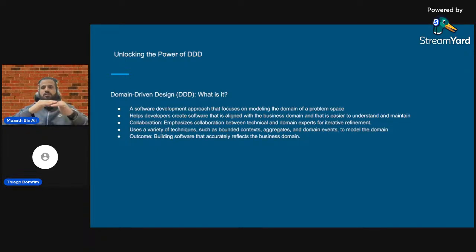It's the language that is spoken across all the levels. It should be understood by everyone. So this is the essence, this is the notion, this is the basic idea of domain-driven design. As you see on the screen, it is a software development approach which focuses on modeling the domain and the processing space. It also really helps developers create software that is always aligned, always in sync with the business domain.